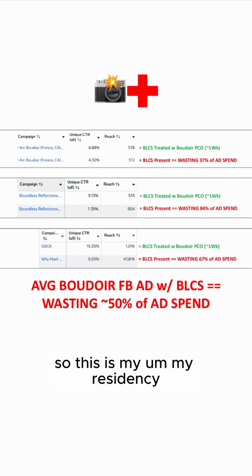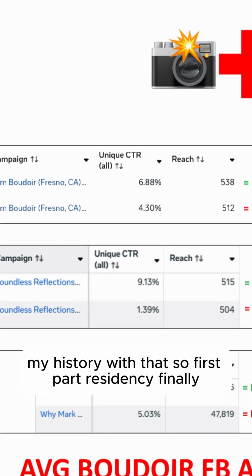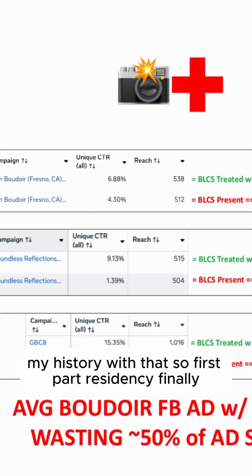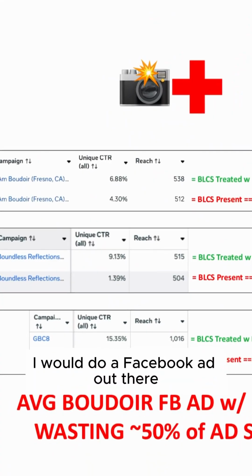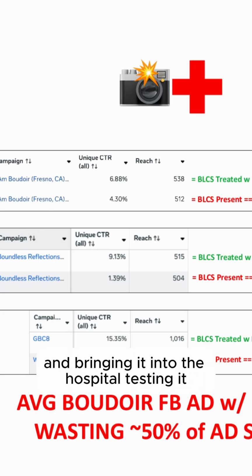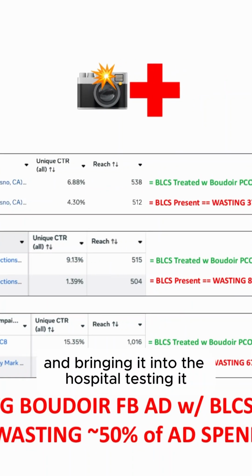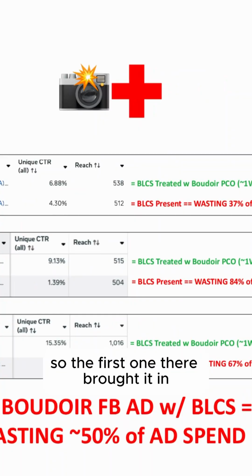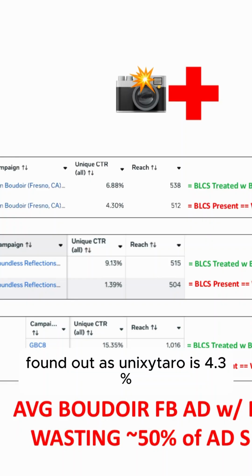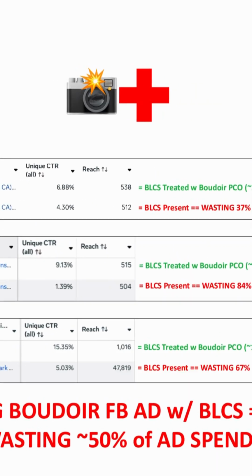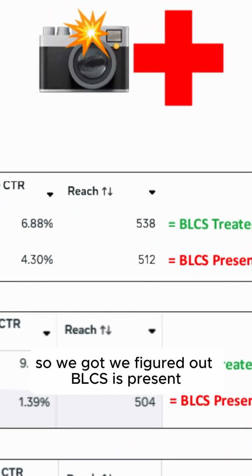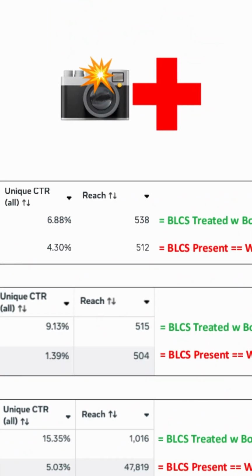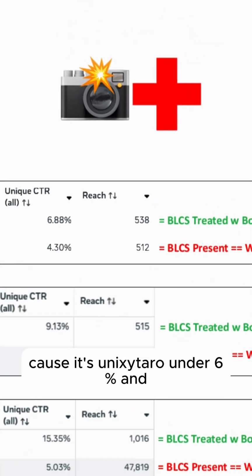So this is my residency, my history with that. So first part of my residency, finding a Boudoir Facebook ad out there and bringing it into the hospital, testing it. So the first one there, I brought it in, found out its unique CTR is 4.3%. So we figured out BLCS is present because its unique CTR is under 6%.